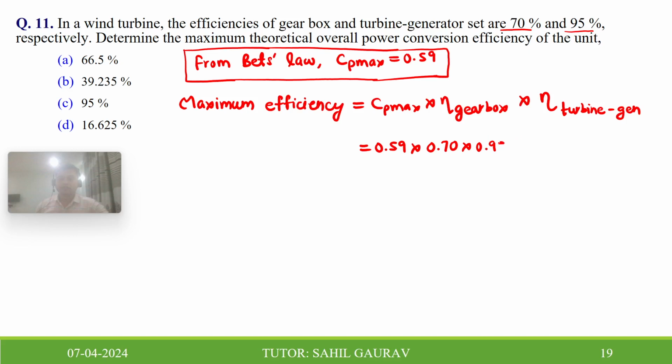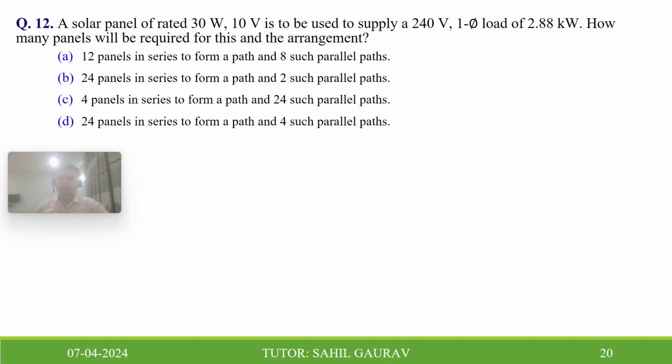Turbine generator 0.95. So 0.29235, it is 29.235%. B is the correct answer. Now let us move to the next problem.